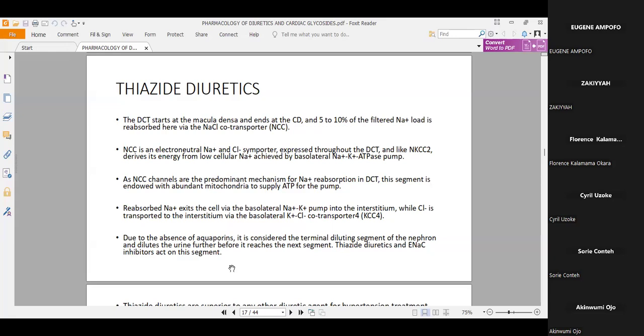Reabsorbed sodium exits the cell via the basolateral sodium-potassium pump into the interstitium, while chloride is transported to the interstitium via the basolateral sodium chloride cotransporter 4. Aquaporins are also absent, and because of this, it is also considered the terminal diluting segment of the nephron.